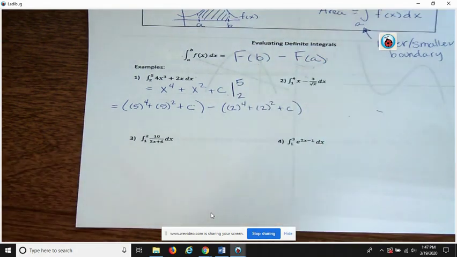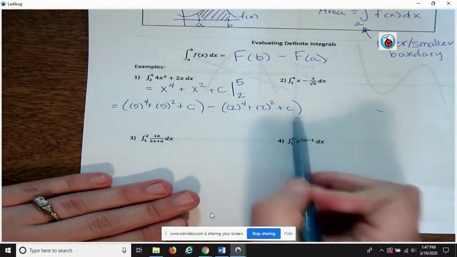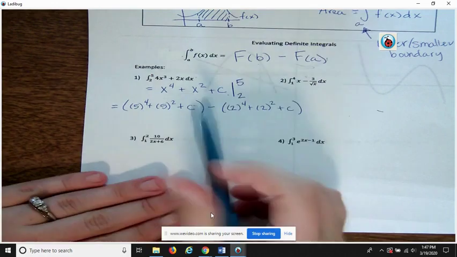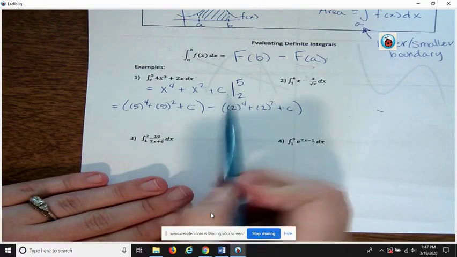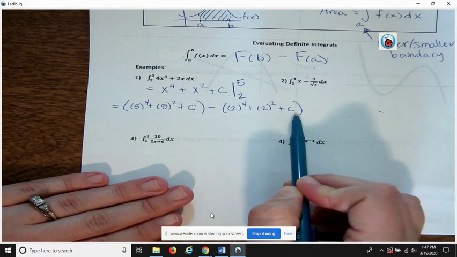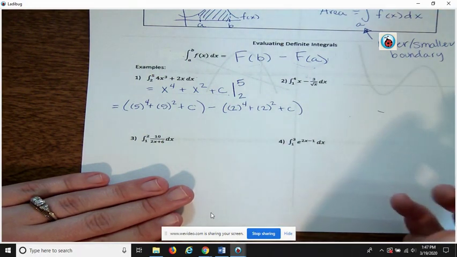Now notice, and this is going to happen every single time, that our c's, because there's a minus sign here, are going to cancel out. We always add c when we integrate. And so we're always going to have a positive c here, and we'll always end up with a negative c here. So your c is just going to disappear, which is super cool.